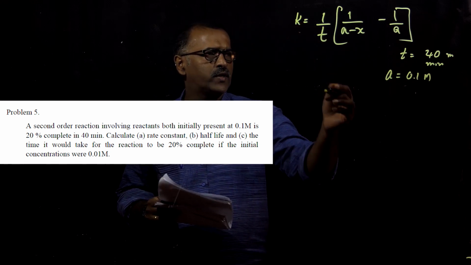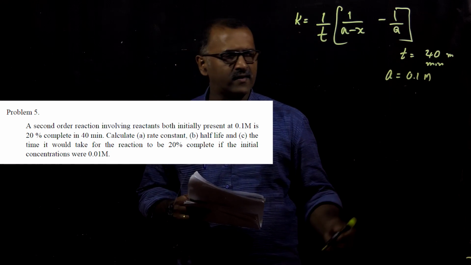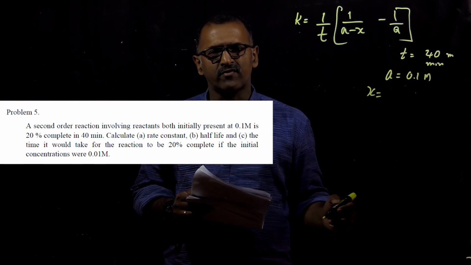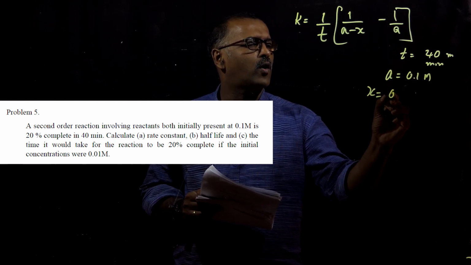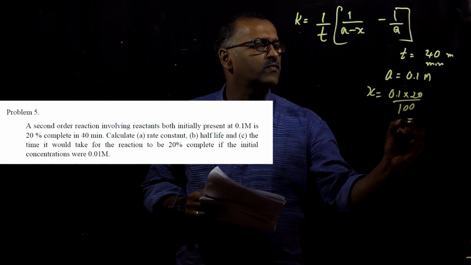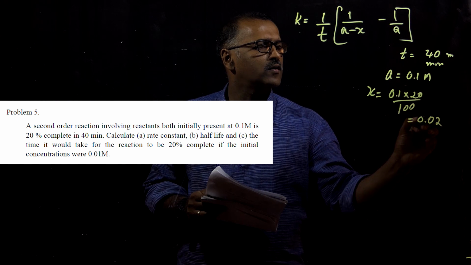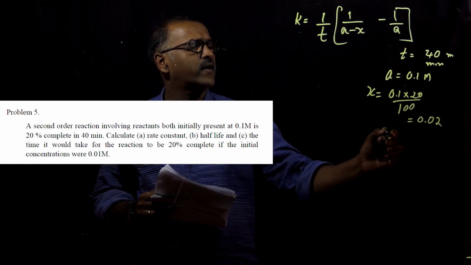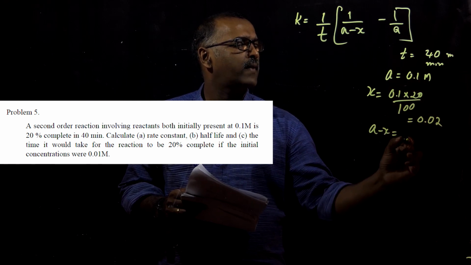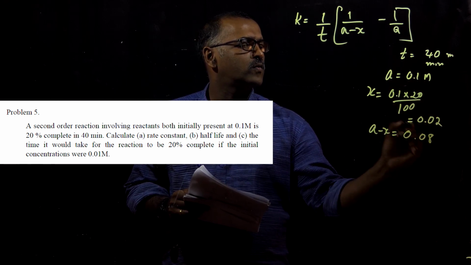So, to substitute in this one, you should know the x. x is actually 20% of 0.1. So this will be 0.1 times 20 by 100, which is equal to 0.02. So, if x is 0.02, then a minus x will be equal to 0.1 minus 0.02, which is 0.08.